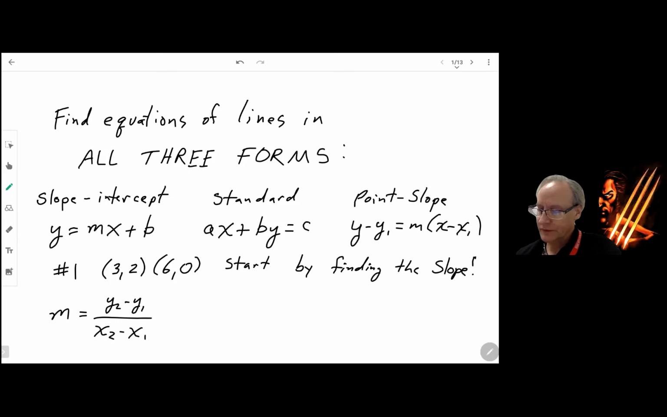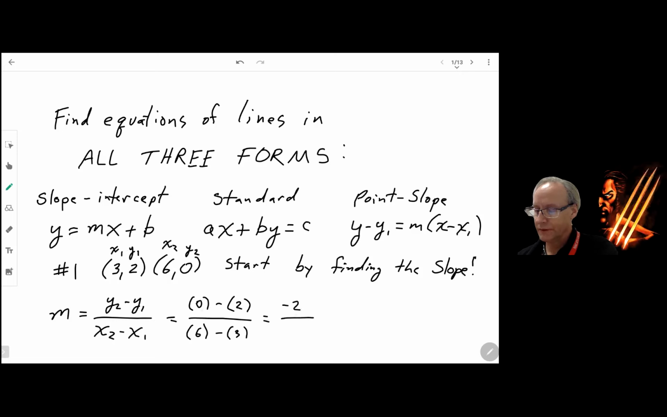I am going to substitute in, and we're going to label these x1, y1, x2, y2. Now, you shouldn't have to do this. You all should have been doing this enough times that you could have found the slope without doing all this. But I'm going to substitute the 0 in for the y2, minus the 2 for the y1, over x2, which is 6, minus 3. And we end up with negative 2. 0 minus 2 is negative 2. 6 minus 3 is 3. And our slope is negative 2/3.